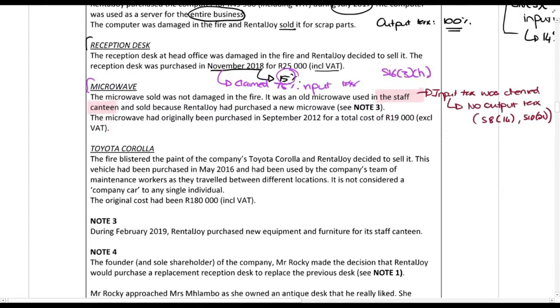Then the Toyota Corolla. The fire blistered the paint on the company's Toyota Corolla and they decided to sell it. This vehicle had been purchased in May 2016 and had been used by the company's team of maintenance workers as they traveled between different locations. It is not considered a company car to any single individual and the cost had been 180,000 including VAT. This would have also been input tax denied. So, again, no output tax. And it's going to be those reasons over there, this section 8.14 especially.